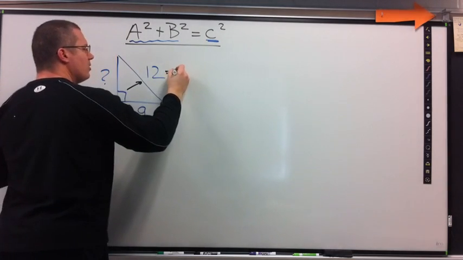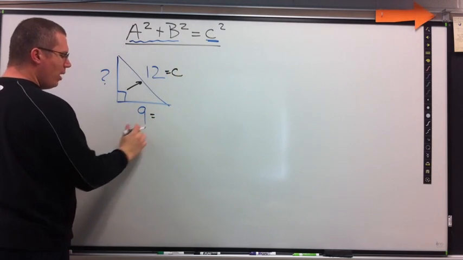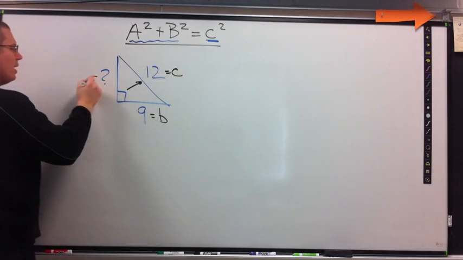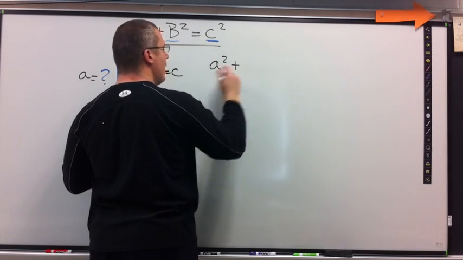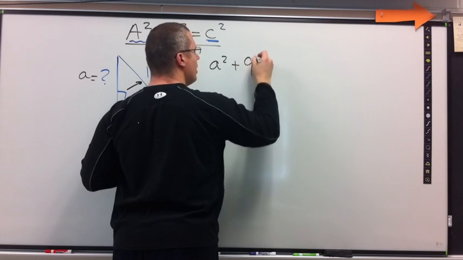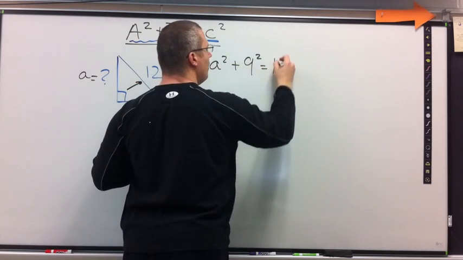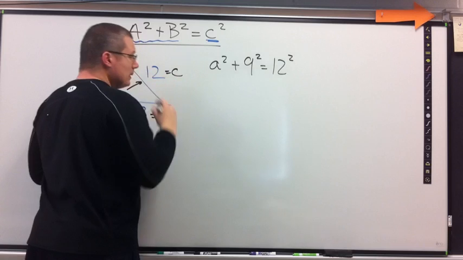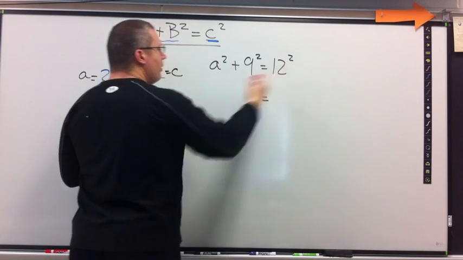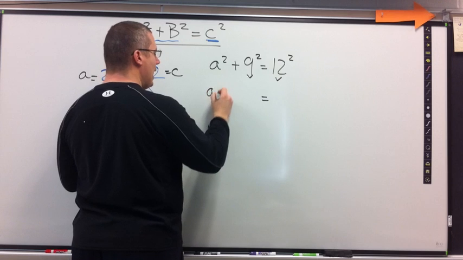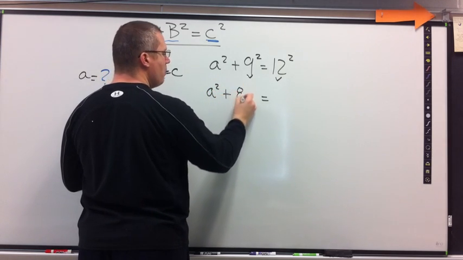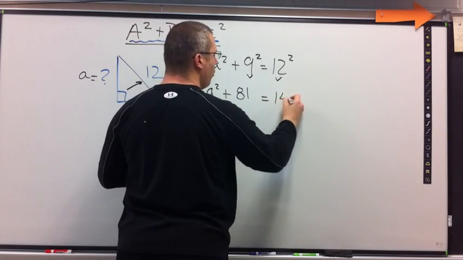So let's fill in letters. This has to be C. I don't care what this is. I'll pick B and I'll pick A. A squared, because I don't know A, plus B squared, which is 9 squared, equals 12 squared. Can I simplify anything? Combine? Yes, I can. I can do all my exponents. A squared plus 81 equals 144.